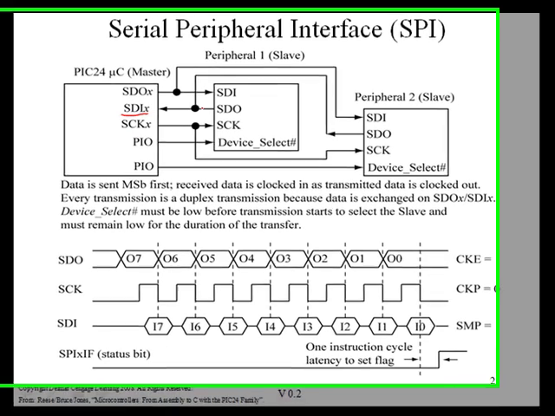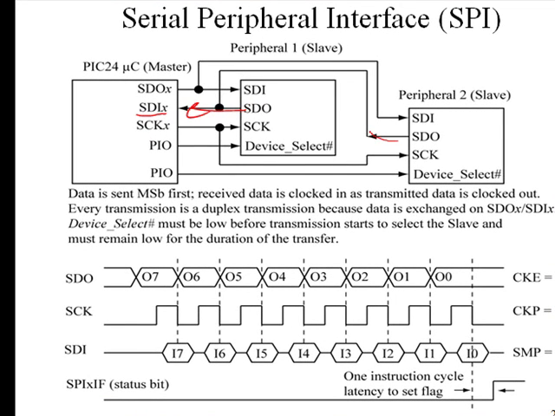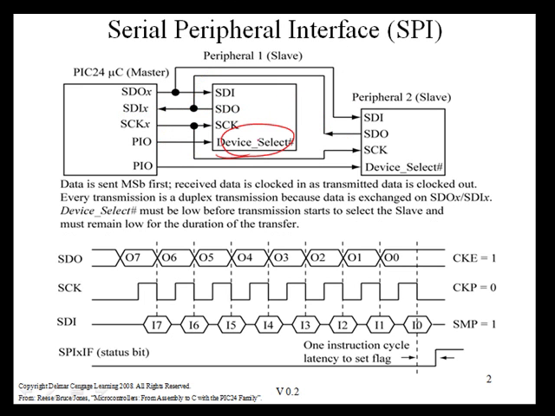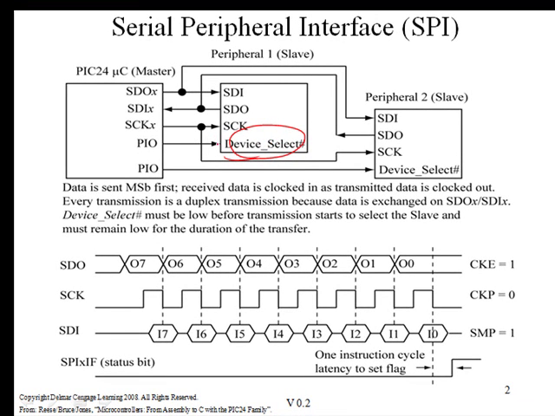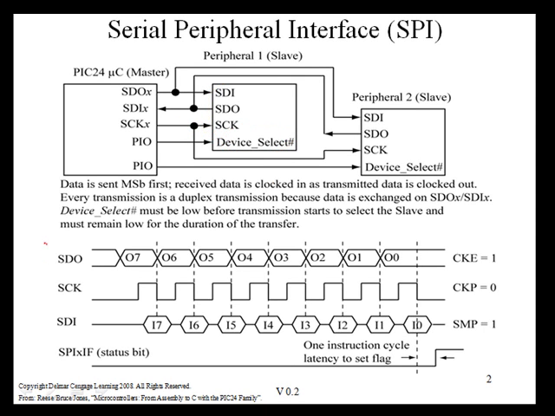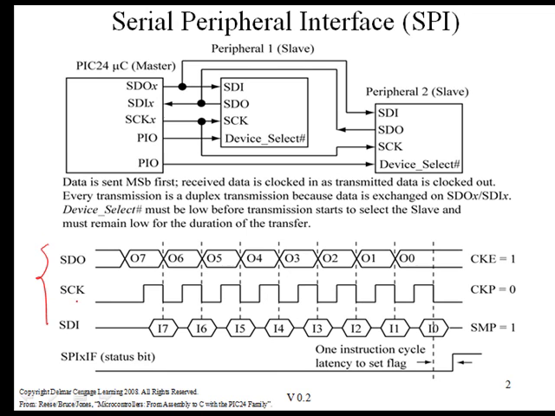Note that the serial data in is connected to the serial data out of these 2 devices. During a transfer, if I'm transferring data from this device right here, then this device select line needs to be low during the transfer, and this is going to enable this device to listen to the bus and respond to any clock pulses that are coming along this clock line. If a device select is disabled, in this case if it's high, then this device will ignore all activity on this SPI port.